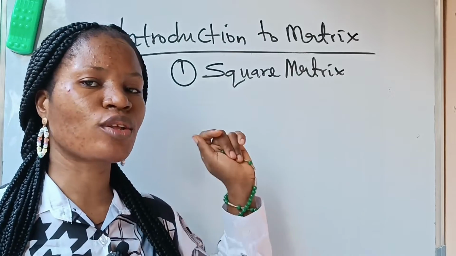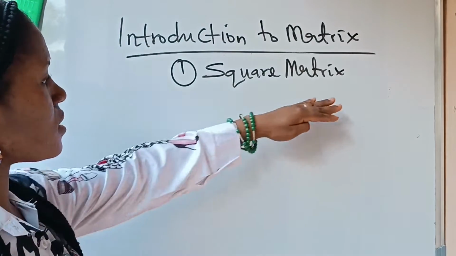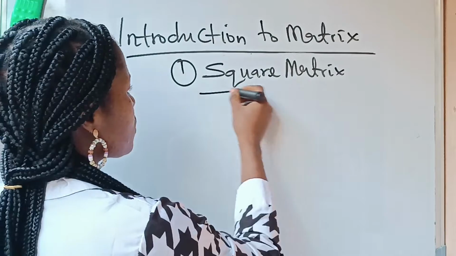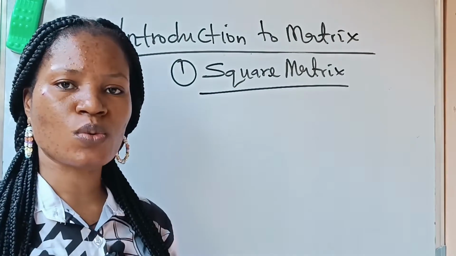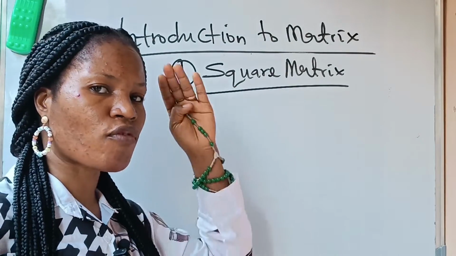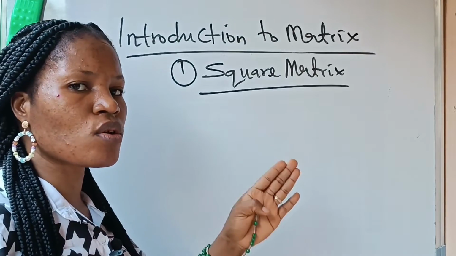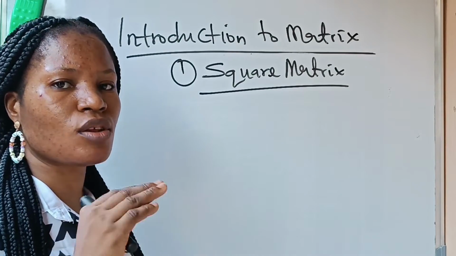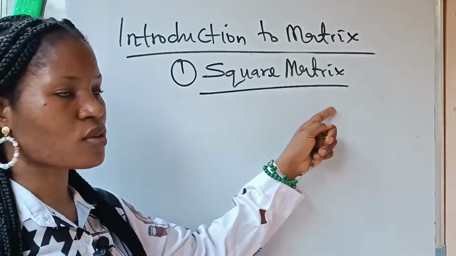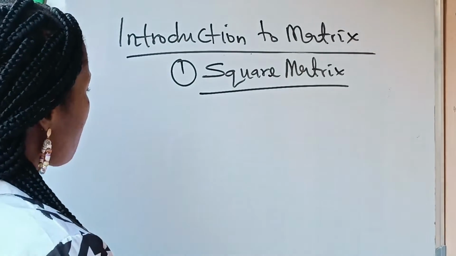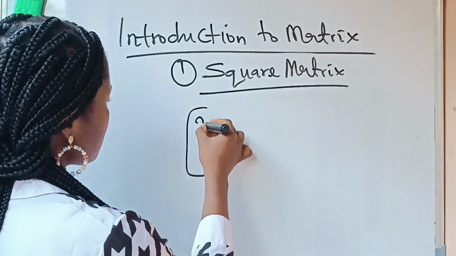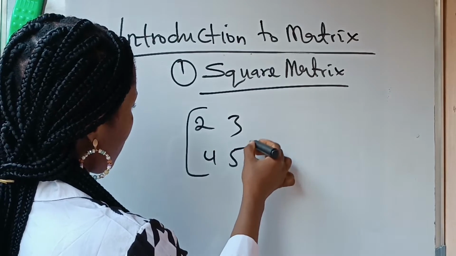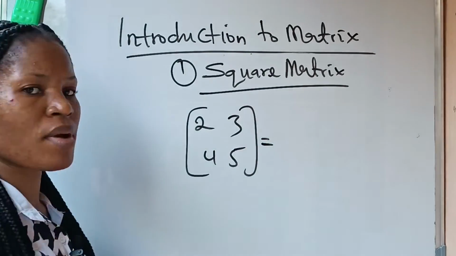Now, what is a square matrix? A square matrix is a matrix that has equal number of rows and columns. When the number of rows equals the number of columns, then you have a square matrix. For example, if we have something like this, 2, 3, 4, 5. This is a square matrix.